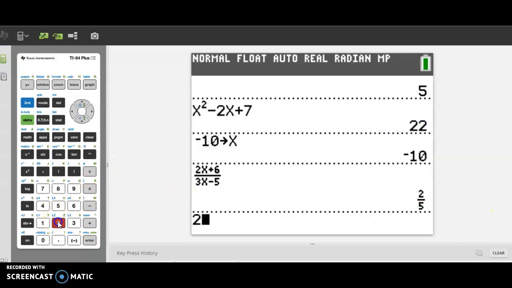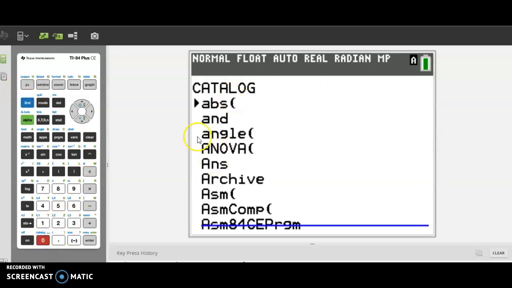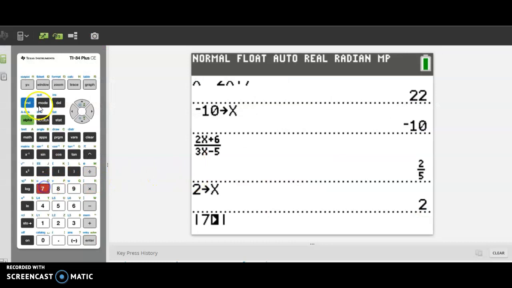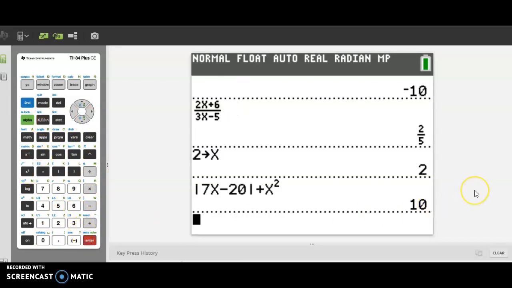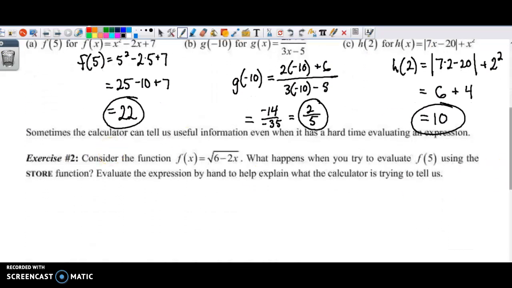But again, you can use the store feature. And if you don't know where absolute value is in a problem, you can always find things in your catalog. If you hit second 0 to pull up the catalog, it's the very first option. And then plug in 7x minus 20, and then hit the arrow over to get out of that, plus x squared, and you get the correct answer. So definitely useful, especially if you've struggled for a little bit.